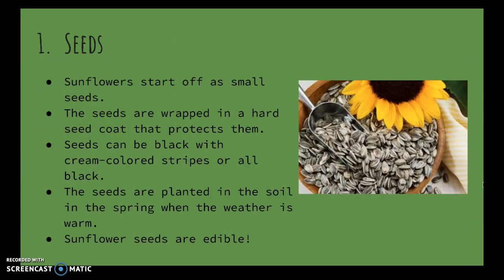The first stage is seeds. Sunflowers start off as a small seed. The seeds are wrapped in a hard seed coat that protects them. Seeds can be black with cream-colored stripes or all black. The seeds are planted in the soil in the spring when the weather is warm. Sunflower seeds are even edible, and I'm sure some of you guys have had them before.